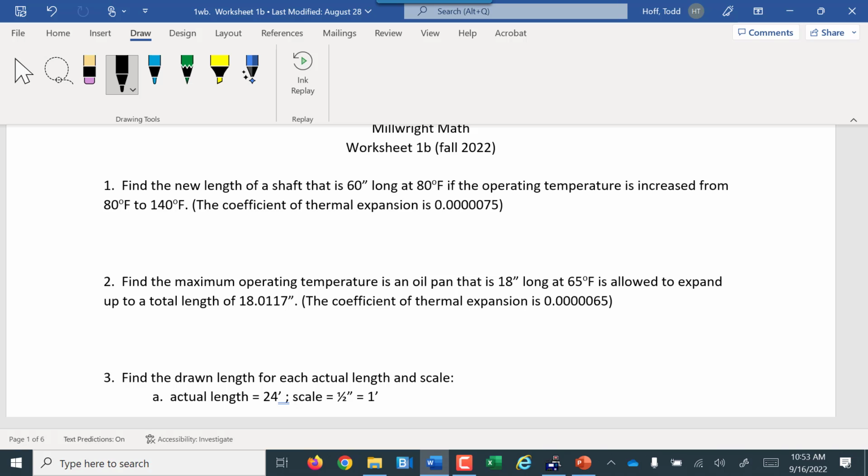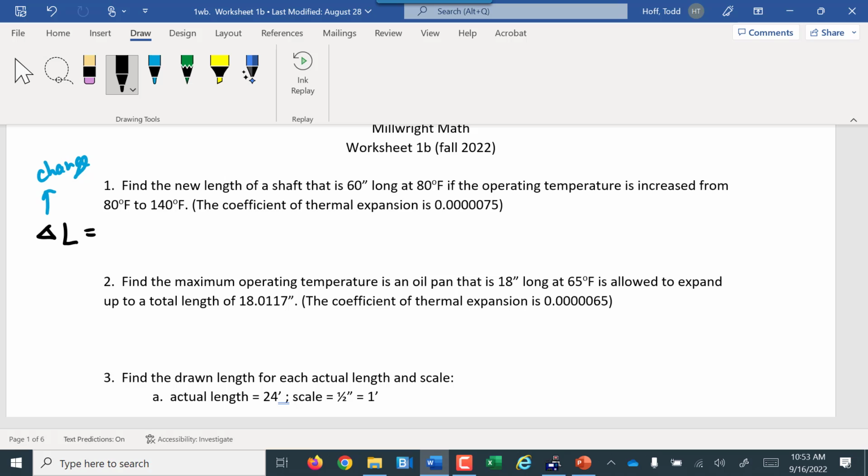So thermal expansion: obviously things get hot, they get bigger. We've all known that from a young age. When we talk about materials, metals and other materials, there's a very predictable rate of expansion. That little triangle there is called delta. It signifies change in a characteristic. So delta L is change in length.